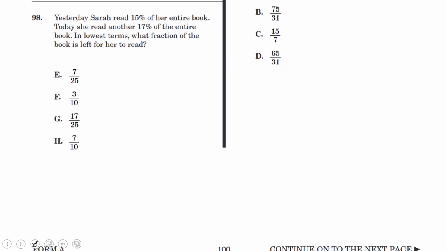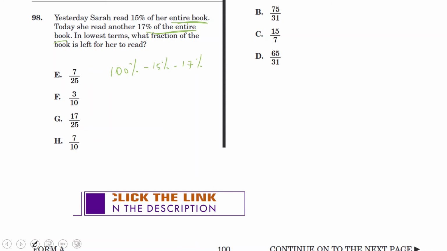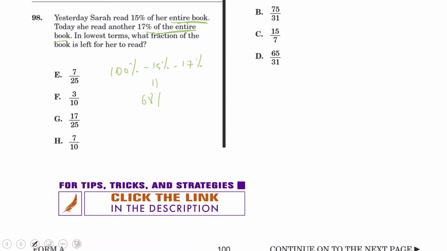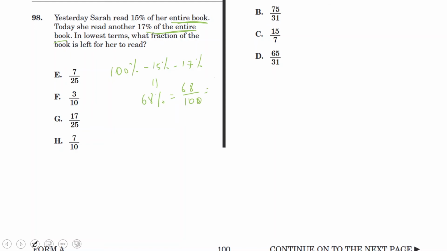Next, yesterday Sarah read 15% of her entire book. Key. That's a key point. Today she read another 17% of the entire book. In lowest terms, what fraction of the book is left for her to read? So 100% minus 15% minus 17%, that's equal to 68%. That's equal to 68 over 100, which is the same thing divided by 4 both sides, 17 over 25.